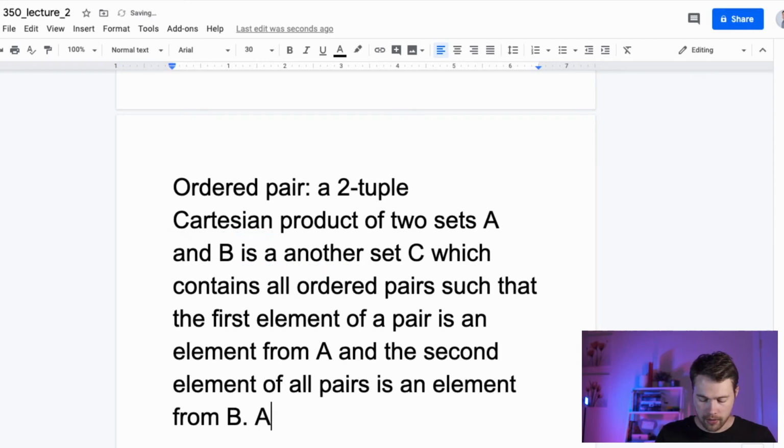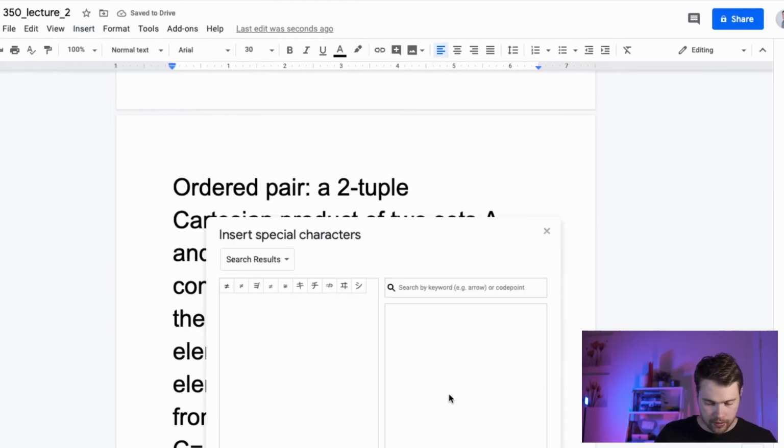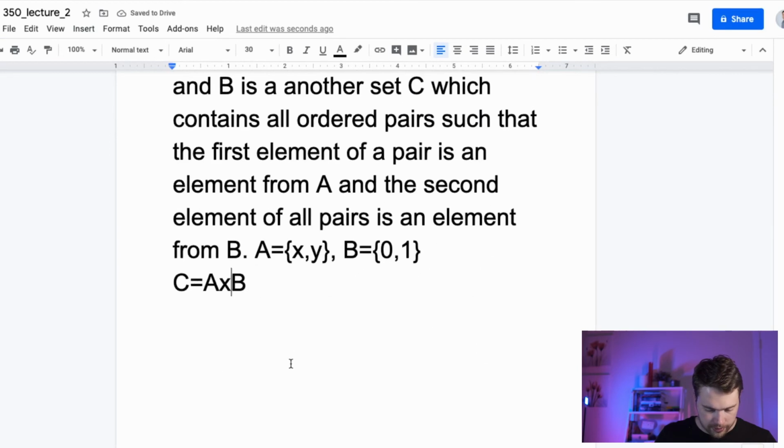So let's say we have A, which has, I don't know, X, Y, right? And let's say we have set B, which contains 0, 1, right? So if I want to find C, which would be A times B, well, not X, but the kind of multiplication of the cross. Well, it's the same X. Anyway, so A multiplied by B as a Cartesian product, it will be what?